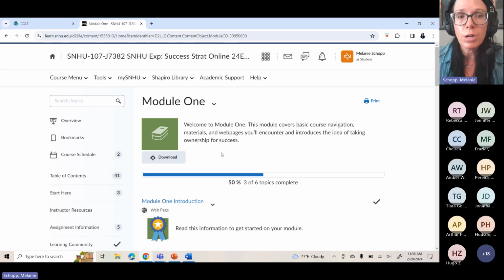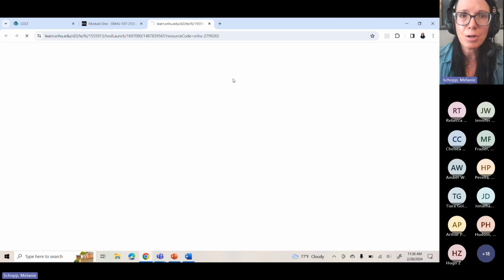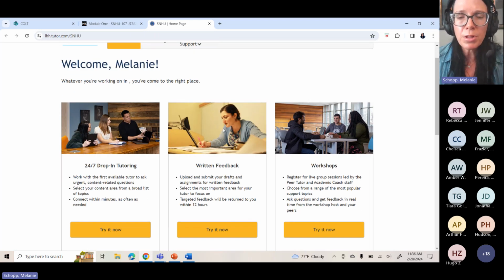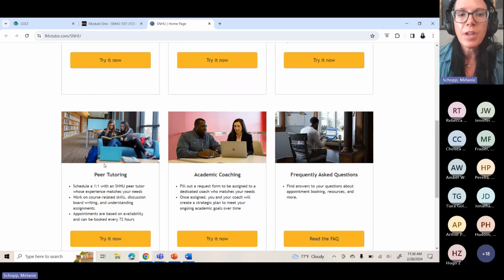The other quick things I wanted to show you are that you have access to the library right here, their homepage, frequently asked questions, citing your sources guide, all kinds of cool stuff right at your fingertips. Academic support, if you click on academic support, has an entire menu of services for your success here at SNHU. A couple of the big ones: students love 24/7 drop-in tutoring, which is just a quick connection, a click of convenience if you're stuck on something. They also have more one-on-one tutoring down here. So if you have questions about those things, click on Try It Now.